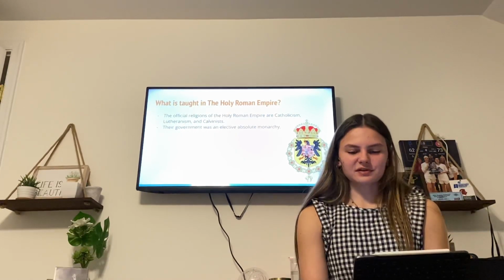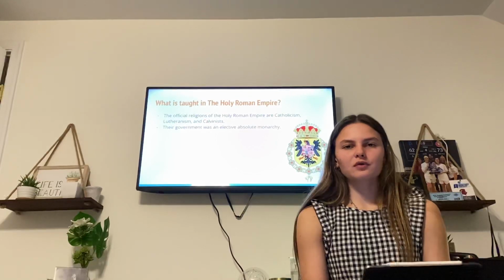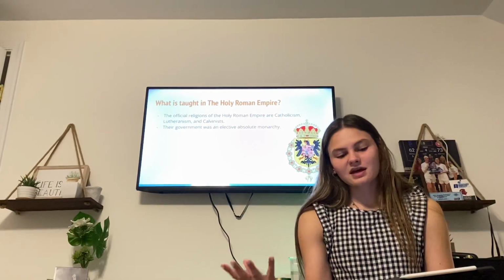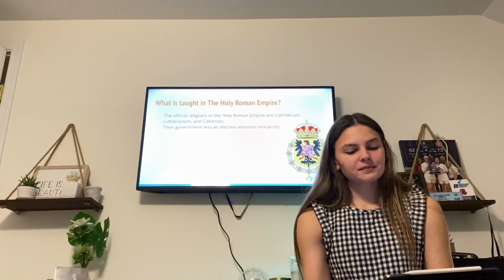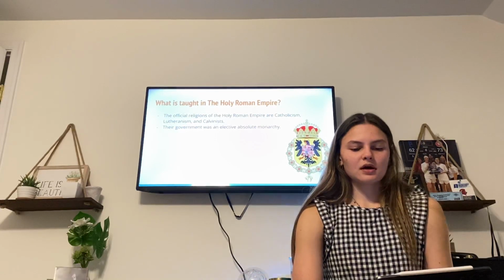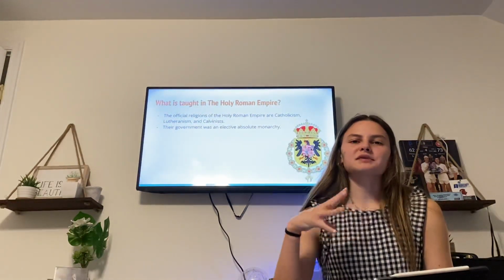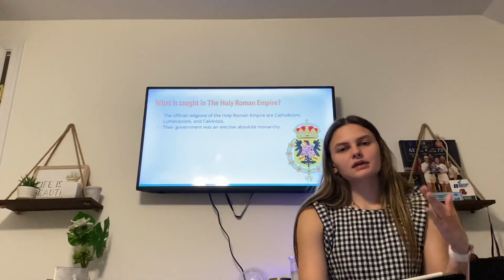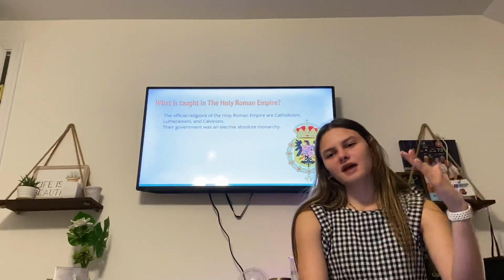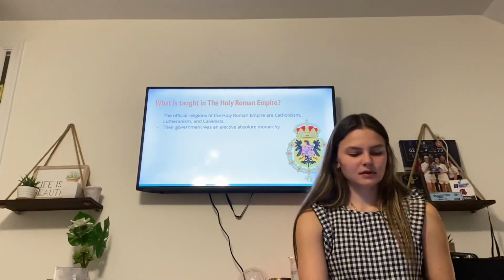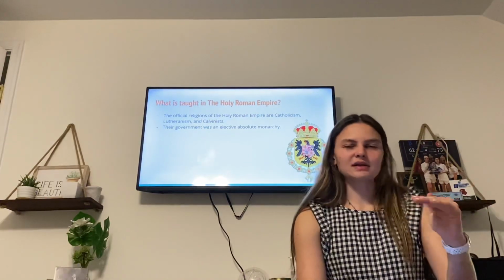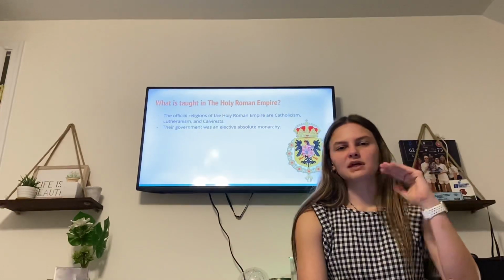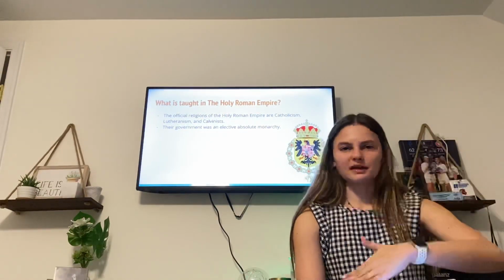The government was also an elective absolute monarchy, so the Pope would elect an emperor, and the emperor kind of counted as a messenger from God. So God would tell the emperor something, and the emperor would tell it to the people. He was kind of known as like the middle ground between God and the people.